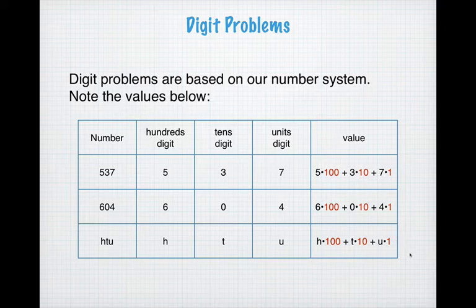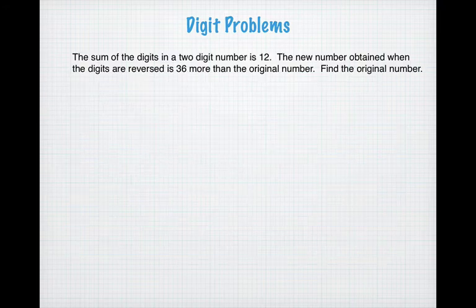Okay, let's go ahead and look at example number 1. Go ahead and write this down. Pause if you need to. It says the sum of the digits in a 2-digit number is 12. The new number obtained when the digits are reversed is 36 more than the original. So find the original number.